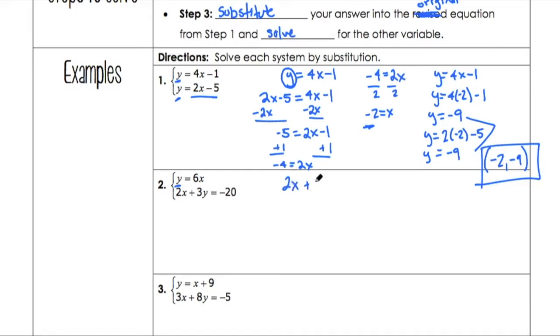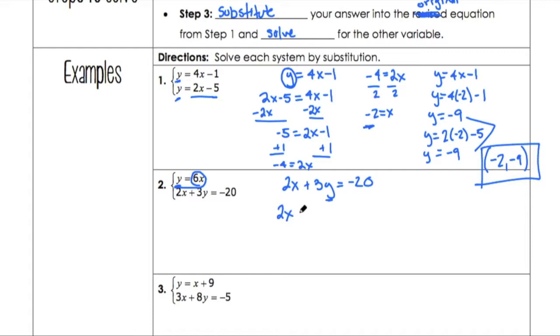2x plus 3y equals negative 20. I see a y in that equation and an x. If I can get just one variable in the whole equation, then I'll be able to solve. So I can replace this y, because I know what y is equal to, in my other equation. Y is equal to 6x.